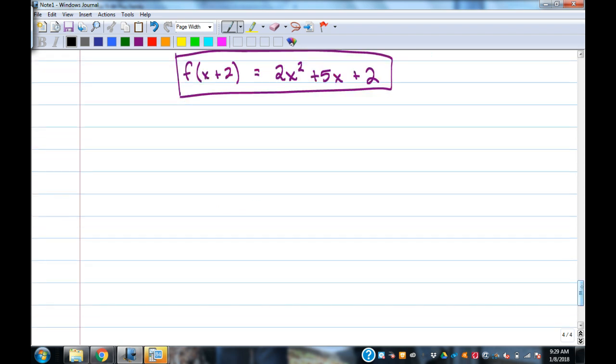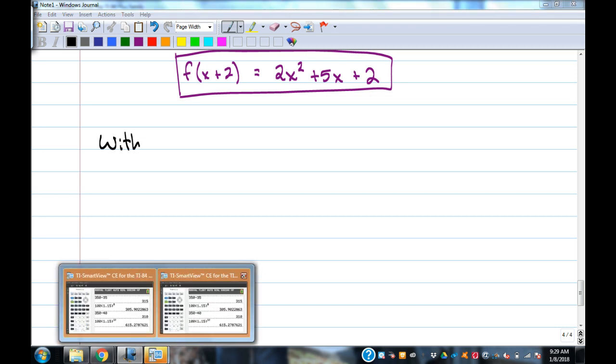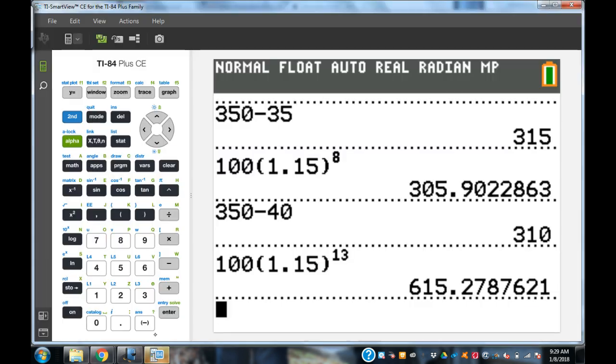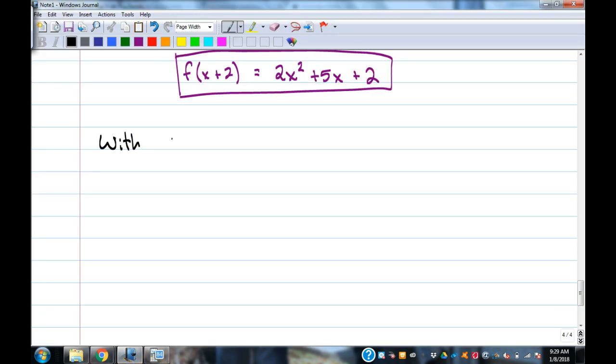I'm going to show you how to do this with the calculator. I want to show you that. I know some of you don't have yours with you today. Some of you do. But it'll be on video, and I can show it again tomorrow. It's not a problem. But I'm going to show you how to do a function value with the TI-84 Plus.